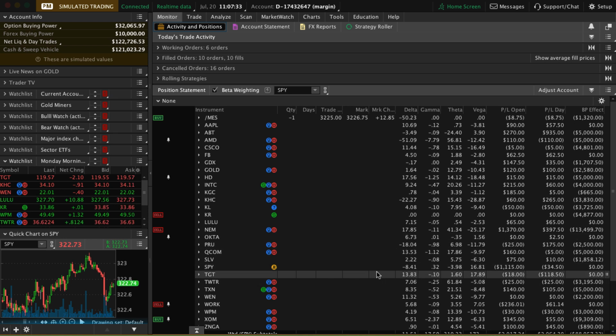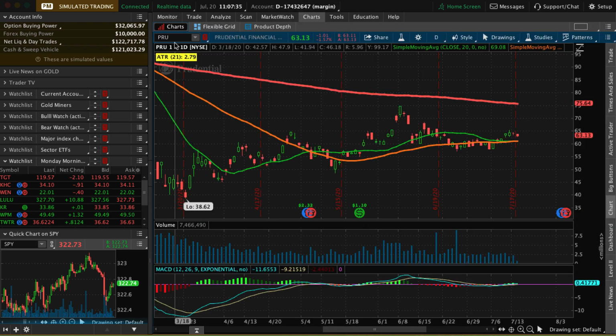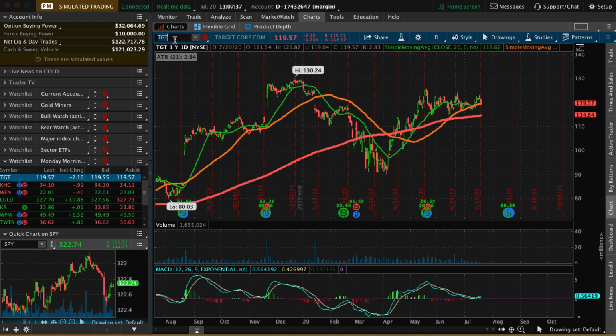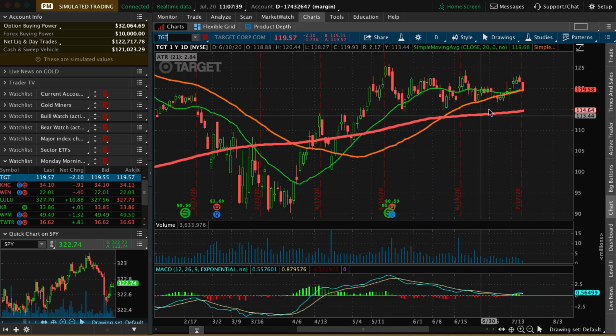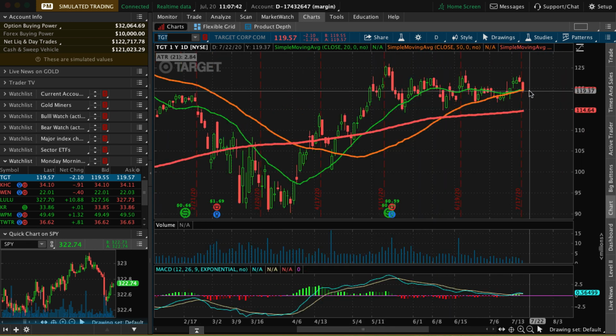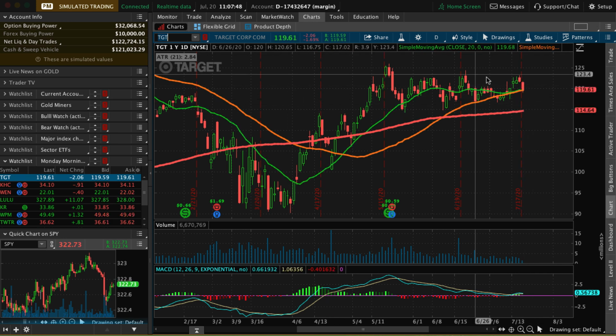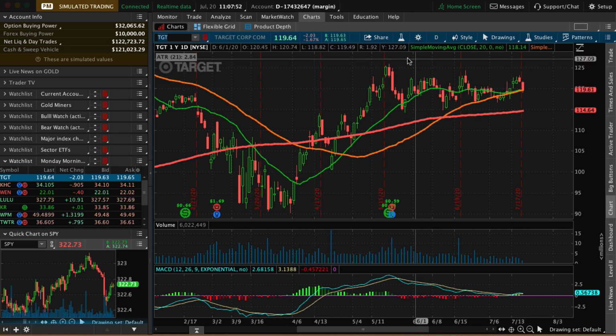Target. What is this target doing? Let's have a look at the target, TGT. Looks like it's moving sideways, and today is a little bit bearish day. It's above all the moving averages. I think it will bounce off this 50. I guess my goal is to go to 125. Let's see.